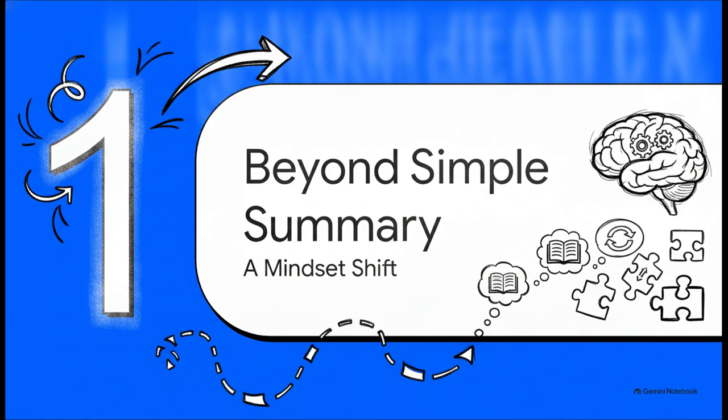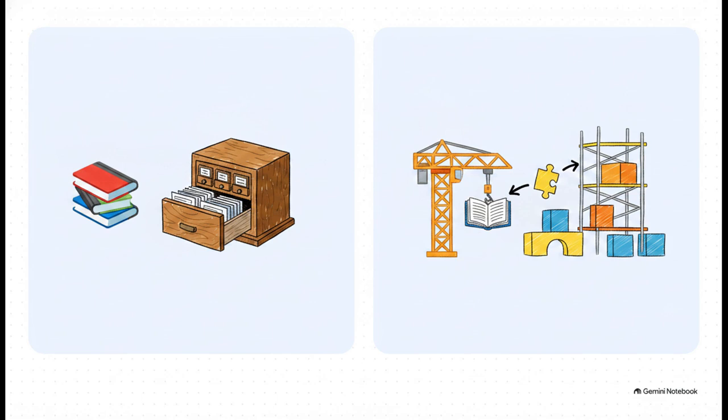Let's start with section 1, beyond the simple summary. And we have to kick things off by completely changing our mindset about what a literature review actually is. It is absolutely not just a descriptive list of what's already been published. If you're just writing, this person said this and then that person said that, you're kind of missing the entire point of the exercise. Let's really break down this mindset shift, the librarian versus the architect.